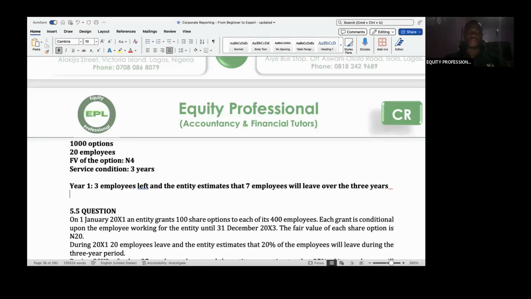We are giving options to 20 employees. So in year one, we need to determine the estimate of the number of employees that will vest. When they told us that 3 employees left, and the entity estimates that 7 employees will leave over the 3 years, how many employees will vest based on year one estimate? We are back to where you're supposed to participate, just to be sure that you remember what I taught you last week.